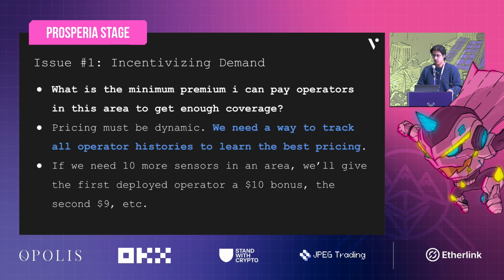So the first one, the question you're really asking is, when you're trying to incentivize demand in an area, say in our mapping protocol, we want, in some really high traffic area, we want more nodes there. There's not enough coverage. The question you ask is, what is the minimum premium I can pay operators so that enough of them come and I get enough coverage in this area? So that means we need to be able to track operator histories. We need to be able to track this data so that we can dynamically price these things and learn the best way to price this so that we can incentivize the right amount of people and not too many people and not enough people, right? We need enough capital or enough infrastructure in an area at any one time given the demand. So, there's plenty of ways to do that, but this is one of our requirements.